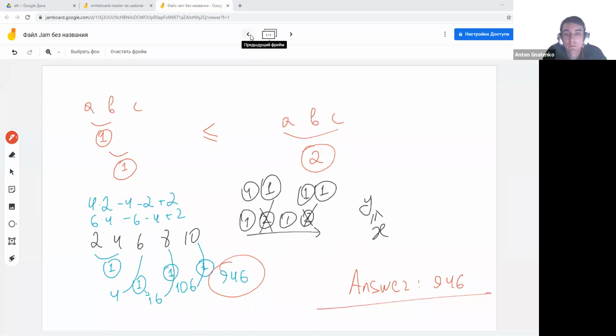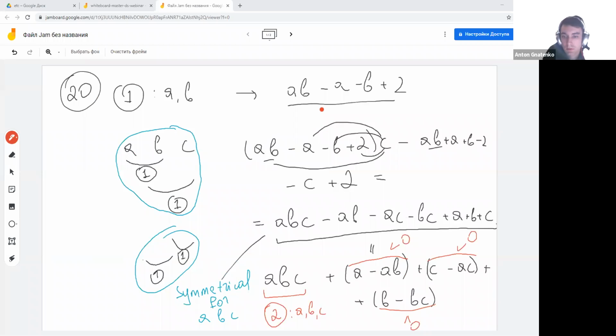Okay, let's see. This is the result that I obtain for this order. I first apply operation number 1 to A and B, I get this. Then I apply operation number 1 to the result and to C. Then I get this particular result, which is symmetrical in terms of A, B, and C. If you substitute A with C, B with A, and C with B, it will be the same.